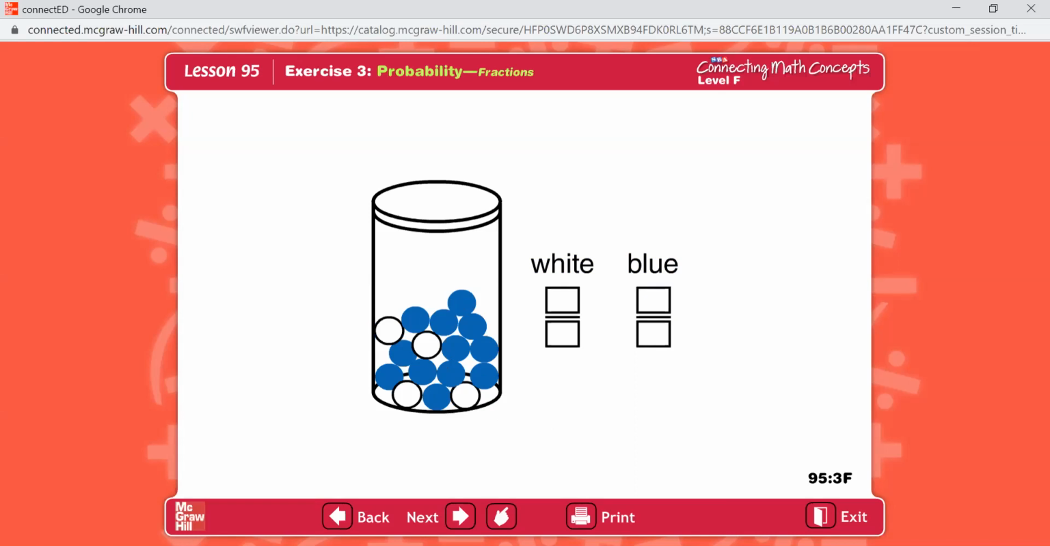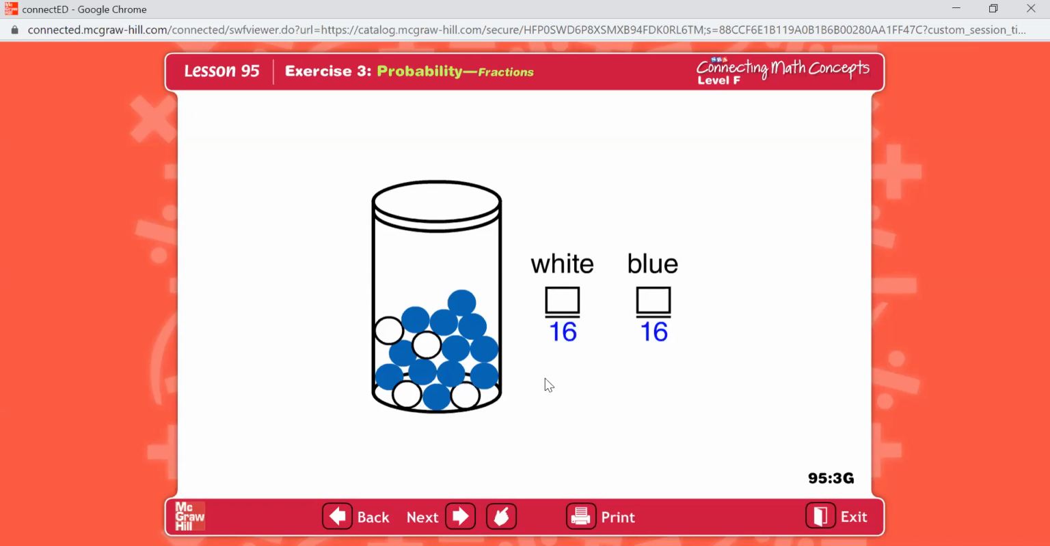Next. Here's a jar with 16 marbles. 4 of them are white. We're going to write fractions for pulling out a white marble and pulling out a blue marble. So, I'll repeat. Here's a jar with 16 marbles in all. 4 are white. What is the number for our denominator for these two fractions? The denominator for both these fractions is 16, because we have a jar full of 16 marbles in all. The denominator tells us how many in all.